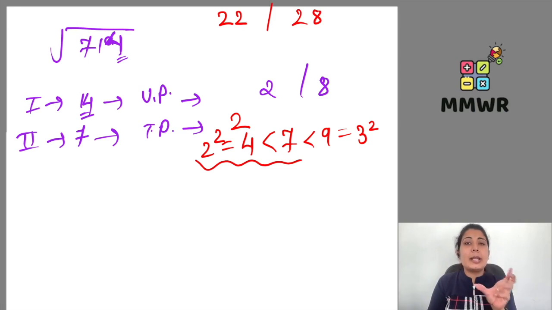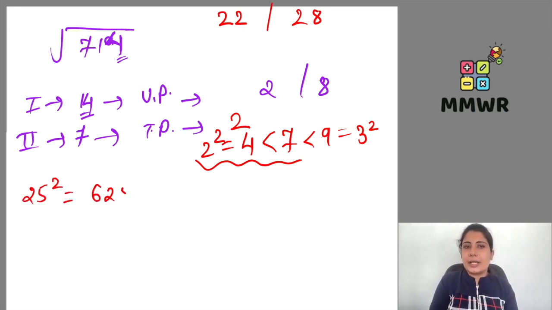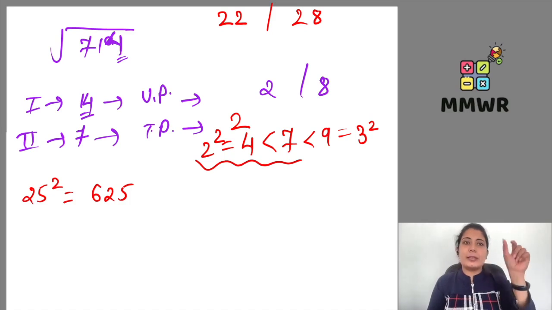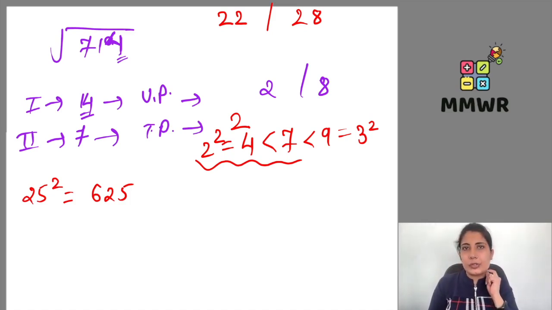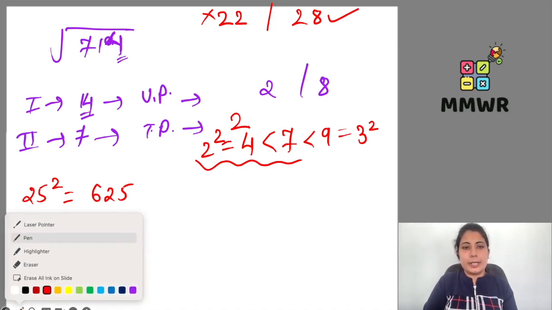Now let's take the middle number, that is 25. 25 square, we all know, is 625. That means this number is greater than 625. So its square root should also be greater than 25. So 22 will not be greater than 25. So 28 is the possible one.